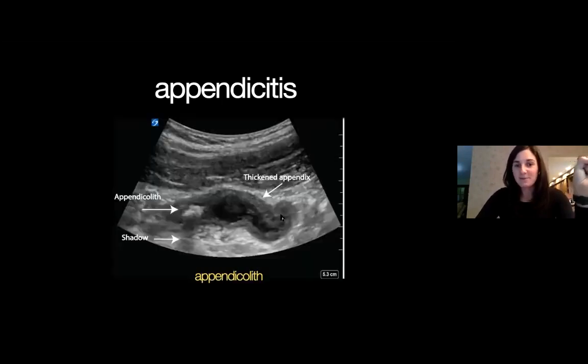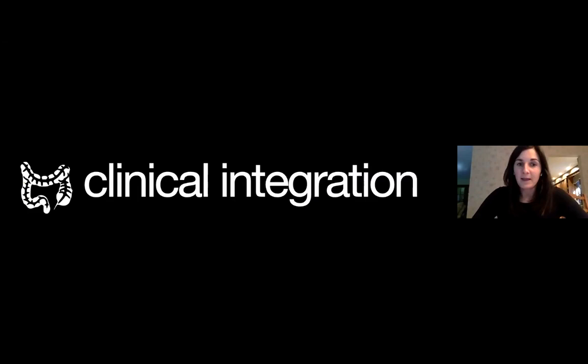Other signs, sometimes you're going to be able to appreciate a very thickened appendix, right? You can see how the wall looks angry. And here you have the appendicolith, just like the gallstone that you can appreciate in the gallbladder. Here you have a little stone, or a little appendicolith, in the appendix that's definitely causing the obstruction and the pathology, giving you that shadow. Another sign suggestive of appendicitis.